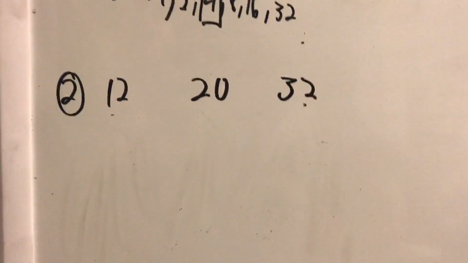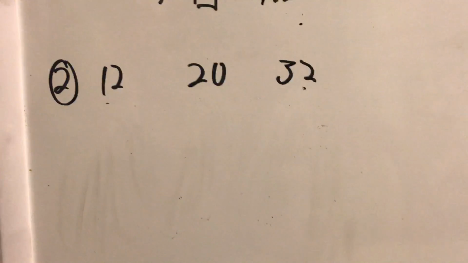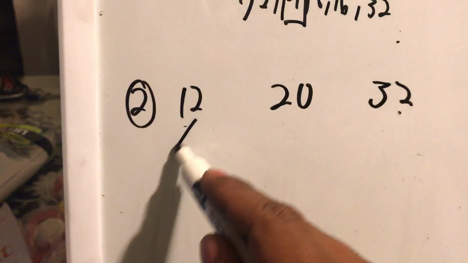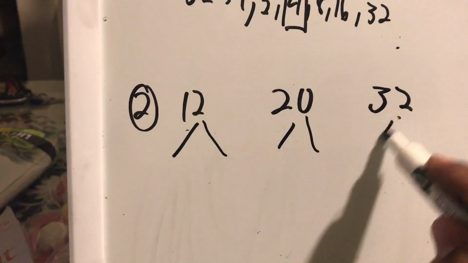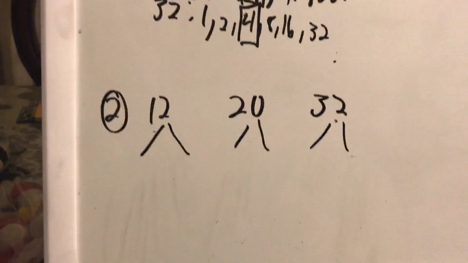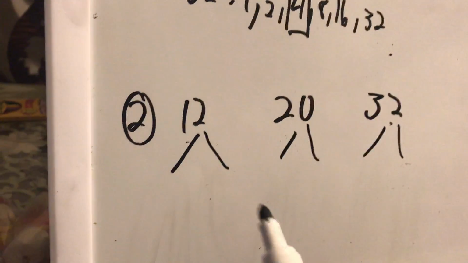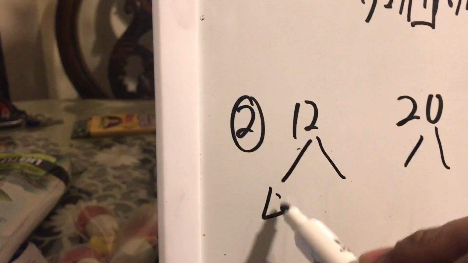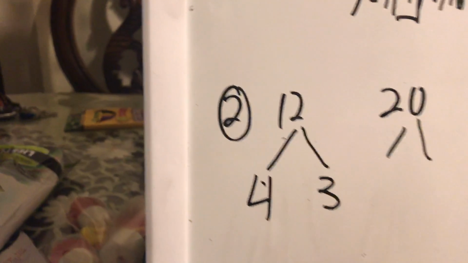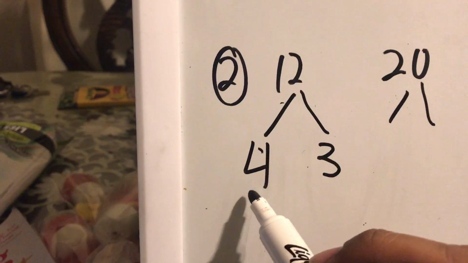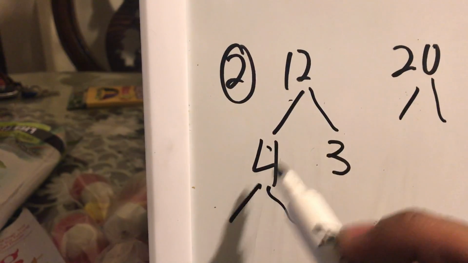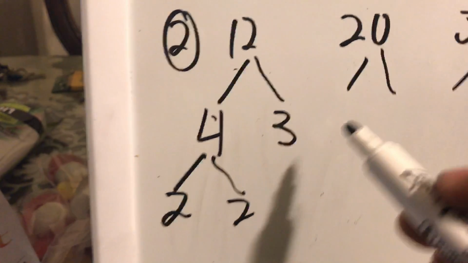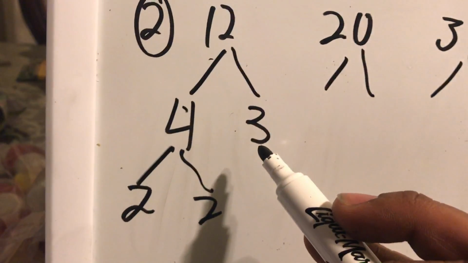The next method that I'm going to talk about is the factor tree method. This is a method that we use in grade school. This is how I was taught. So I'm going to do this really quick. What two numbers equal 12? The ones that come to the top of my head are 4 and 3. We can break this down more. Two numbers that equal 4 are 2 times 2. We cannot factor 3.